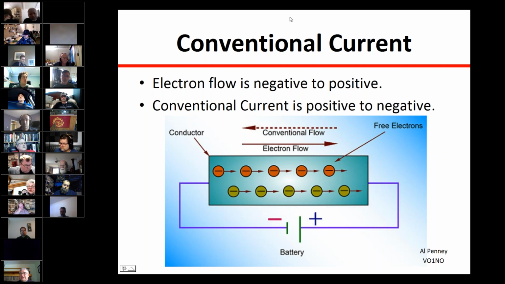But that doesn't affect this. This is just the convention that we use to indicate the direction that current flows. Any questions on conventional current versus electron flow? Everyone good?